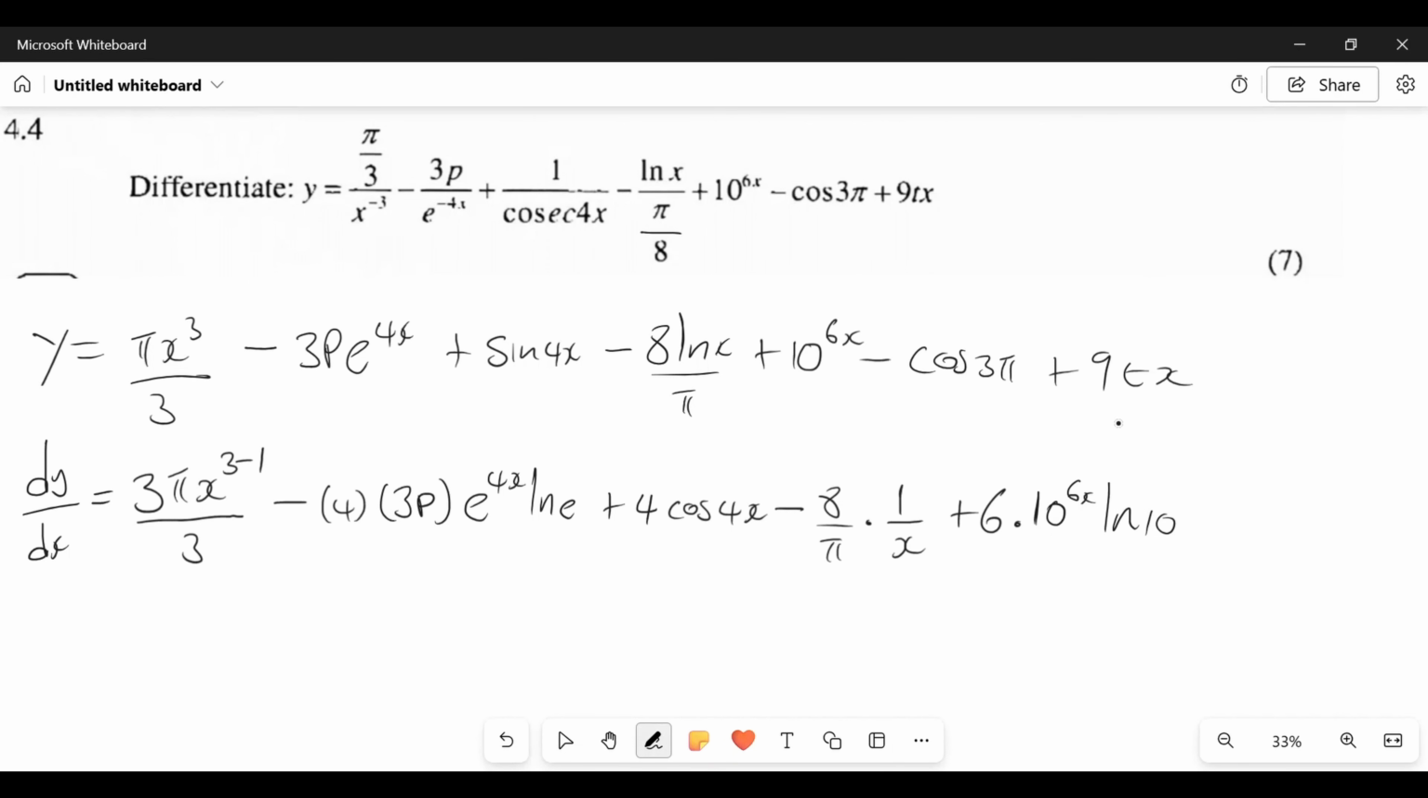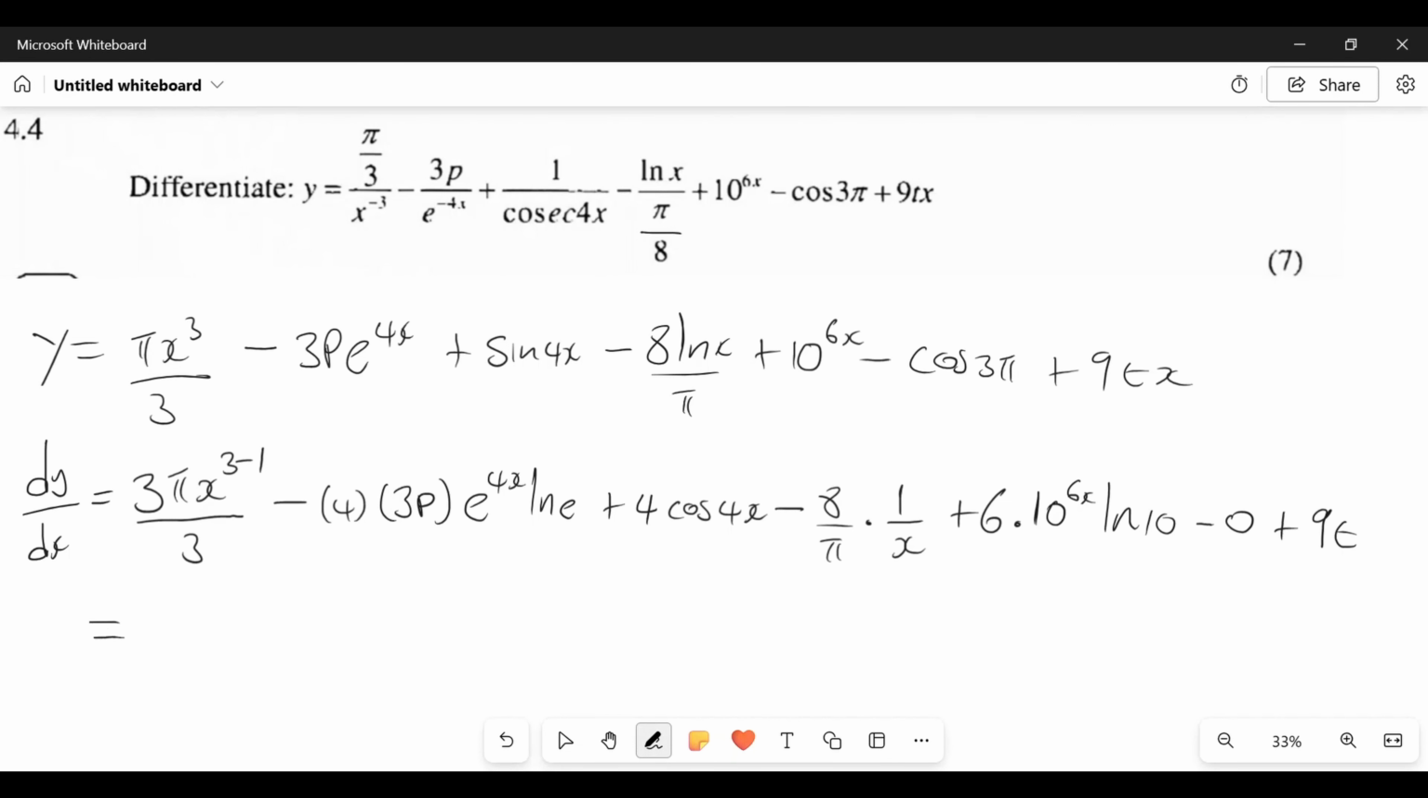And then we look at the second last term, which is this one here, negative cos 3 pi. There is no x on this term, guys. It means this is going to be negative 0, because we are deriving with respect to x. Right, the last one here, we have 9tx. So we can see the answer here, it's 19. There we go. So this is how you're supposed to derive this.